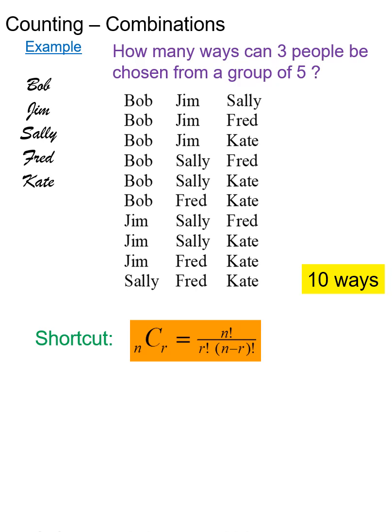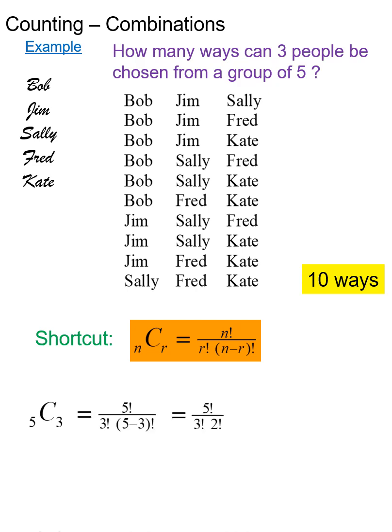In this formula, the capital C just stands for combination, stating that we're selecting a subgroup out of a larger group and calculating the number of ways that choice can be made. N stands for the total group size, which in this case is 5, and R stands for the size of the subgroup, which in this particular example is 3.